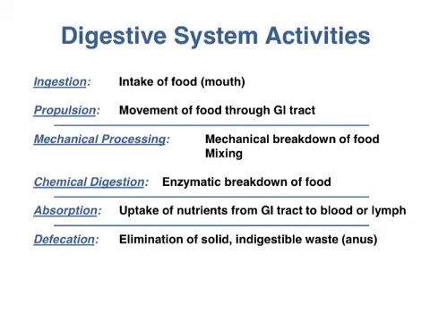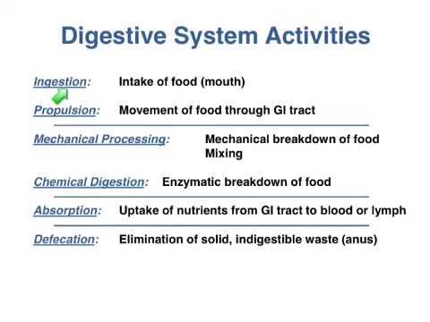Ingestion is probably the most basic one. Ingestion is basically taking food into the body, and that is what happens at the mouth. Ingestion is pretty straightforward. You bite off a piece of food and take it in. Propulsion is the movement of food through the GI tract. So you have to get that food from the mouth all the way through the esophagus and stomach and small intestine and large intestine to the anus.